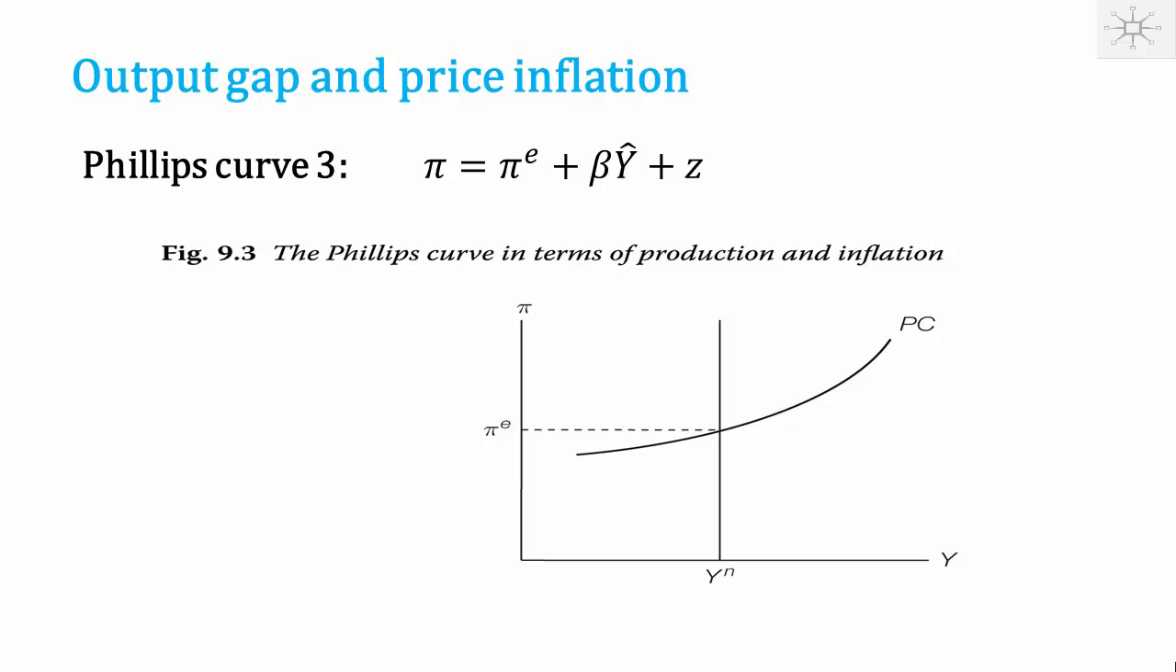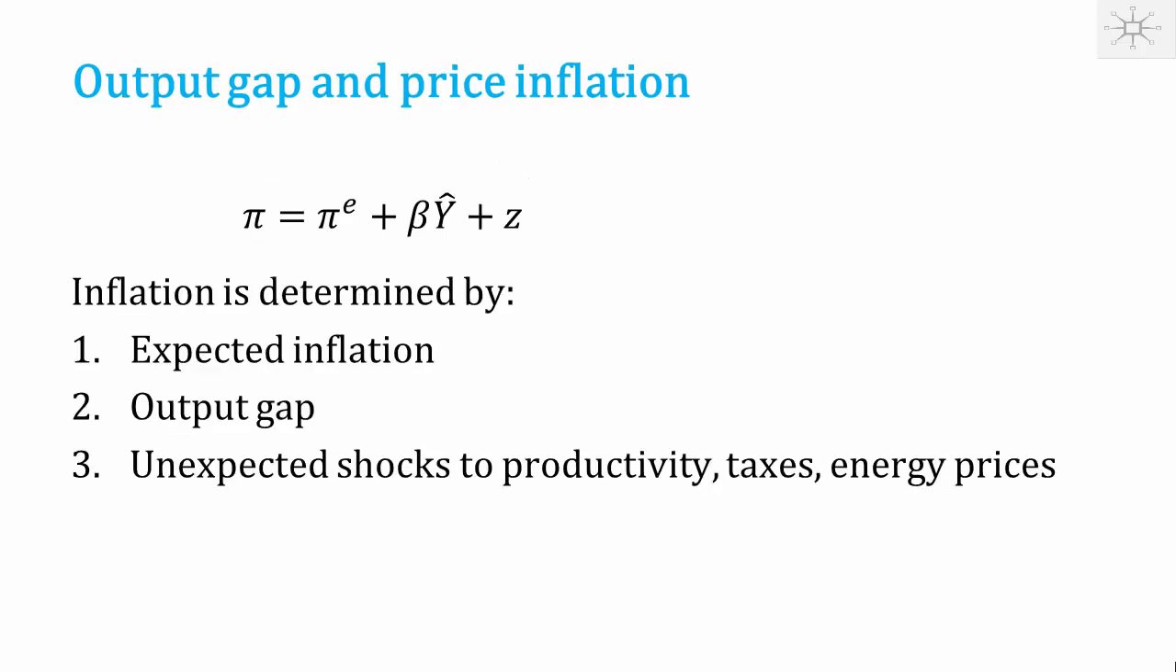And that version of the Phillips curve is useful for analyzing economic policy, as we will see in the next chapter when we talk about monetary policy. Inflation depends on three things. It depends on the expected inflation rate, it depends on the output gap, and it depends on what you might call cost push shocks. Changes in productivity, taxes, energy prices, and so on, that affect inflation.